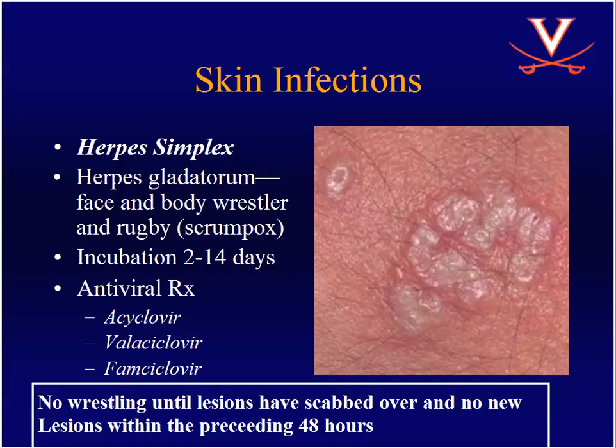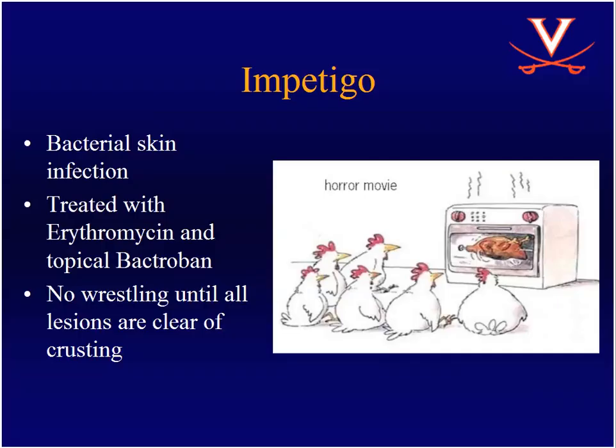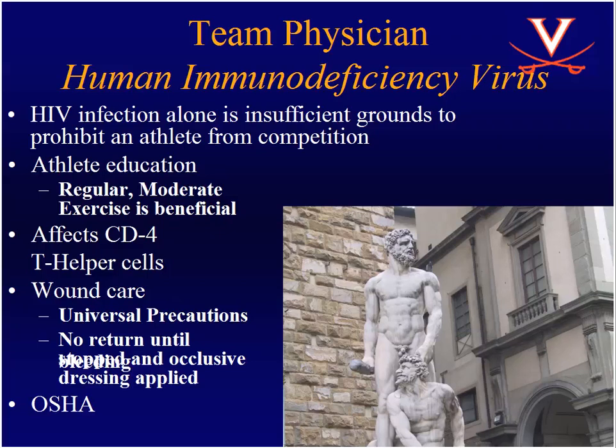Skin infections, commonly asked about herpes in the wrestlers, and there's a whole host of antivirals used these days. The bottom line is you've got to make sure that the lesions are scabbed over and they're taking these medications. They need to be scabbed over for 48 hours or you can't return to wrestling. Same sort of thing with impetigo. The lesions need to be all cleared. These are treated with local antibiotics and oral antibiotics.